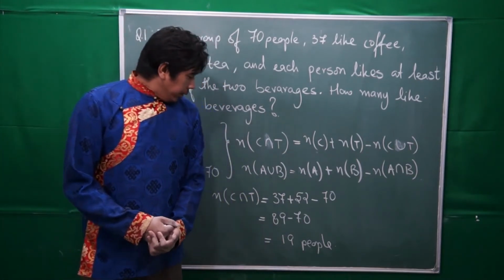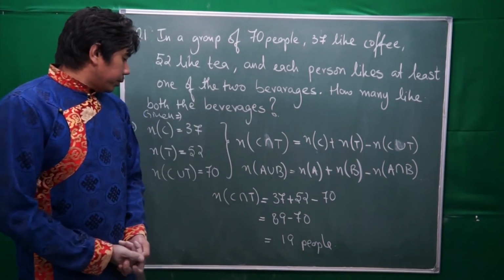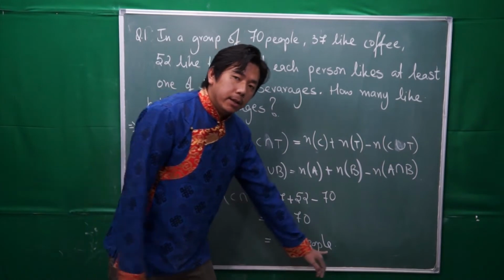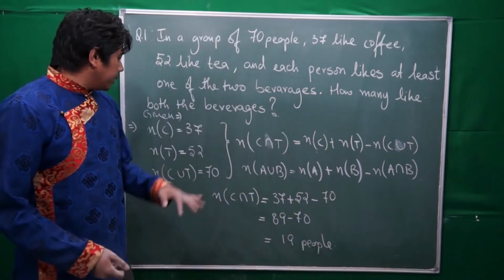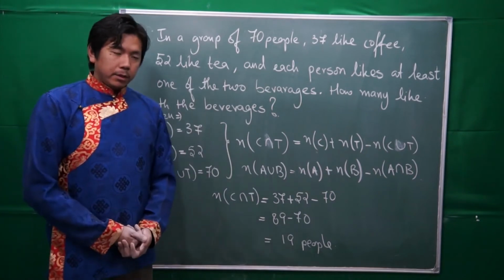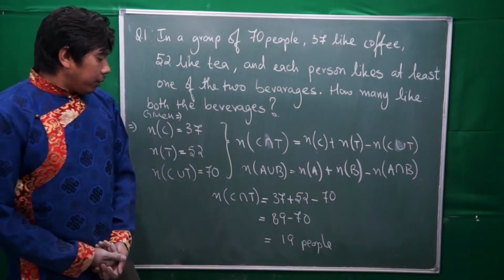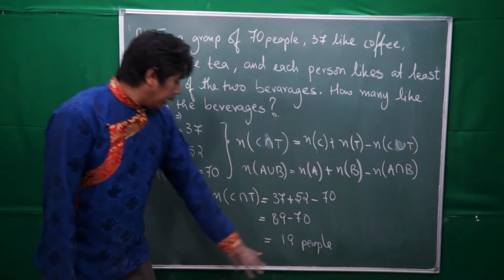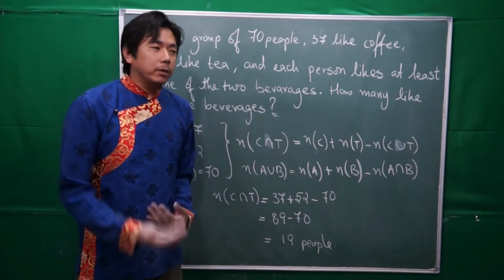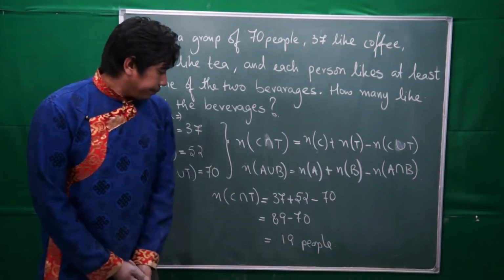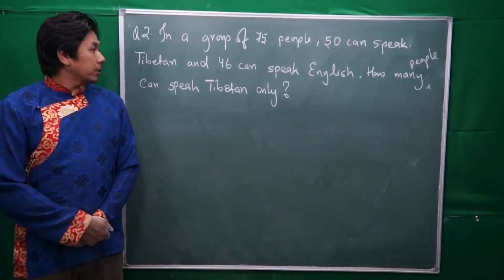I would like to remind you all one more thing. When you write answers, you should be writing the units as well. For example, in this, what do the numbers represent? The number represents the number of people. If you are not writing "people" over here, then the question would be, what does 19 mean? Is it the count of donkeys? Is it the count of dogs? What is it? Okay, so now let's move on to the second question.